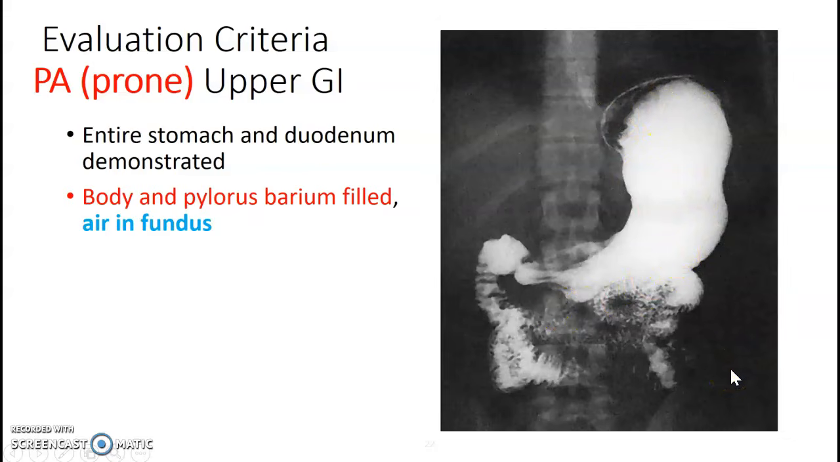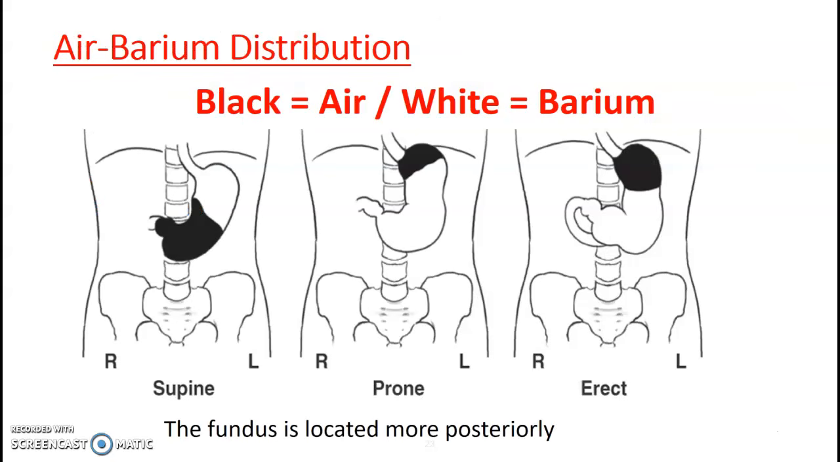Why? When you are prone, remember that fundus that we talked about earlier is posterior. So it's up. So air is going to rise. The body and the pylorus are going to be closer to your image receptor. They're kind of down closer, so the fluid's going to drop. All right? So prone, air in the fundus.